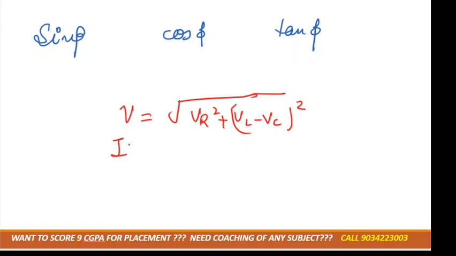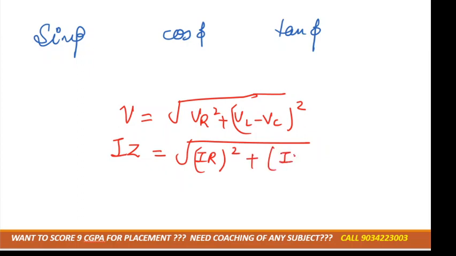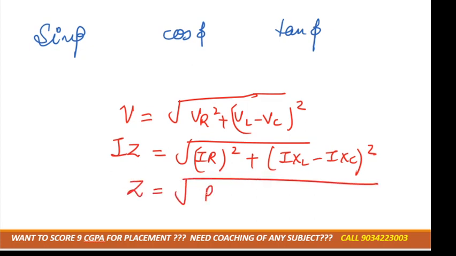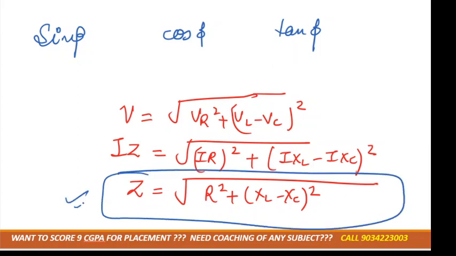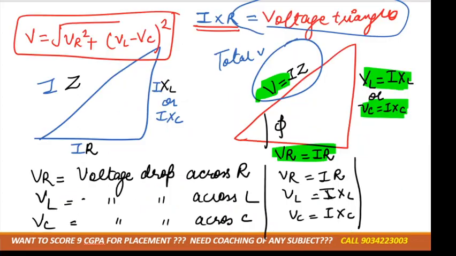V is equal to I into Z, right? VR is equal to I into R, square. VL minus VC is I into XL minus I into XC, whole square. I we can take common, and then I would be cancelled out, right? So that would be root of R square plus (XL minus XC) whole square. So again we'll get the formula for the impedance. Now quickly tell me, what is sin phi in case of the voltage triangle?